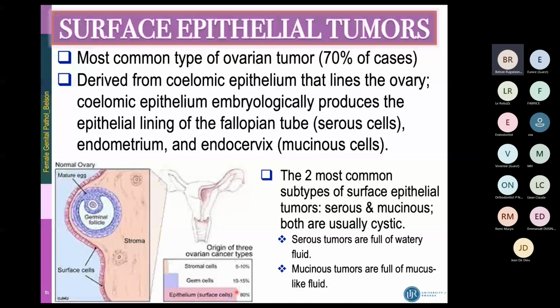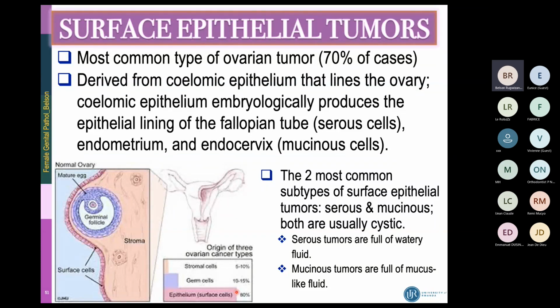The coelomic epithelium embryologically produces the epithelial lining of the fallopian tube, which are serous cells, endometrium, and endocervix, mucinous cells. So ibi binatuma hari cancer nka iriya twita endometrioid carcinoma of the endometrium. Iriya kenshi umudamu ayifite uzitonde ushake kubera ko akenshi ayifite muri endometrium ashobora no kuyifite muri cervix no muri ovary, and the explanation is this one because they embryologically come from the same tissue, the coelomic epithelium. So that is important. So the two most common subtypes of surface epithelial tumors are serous and mucinous.